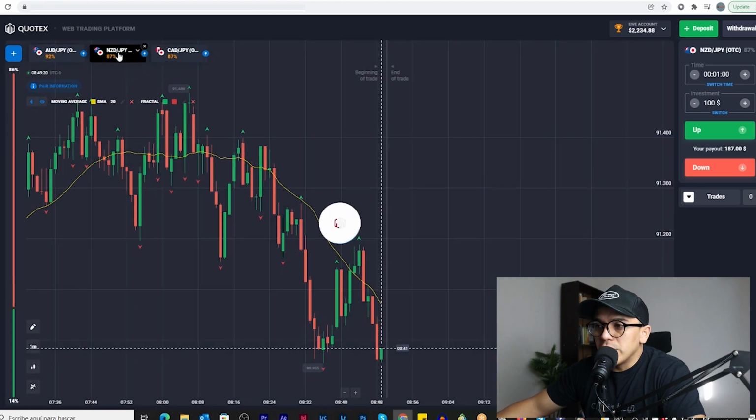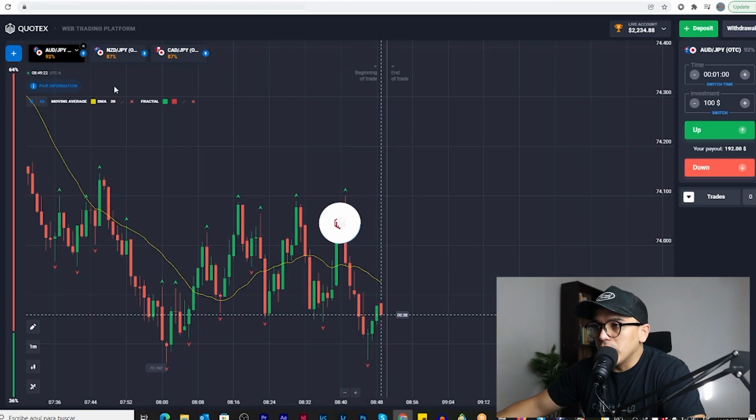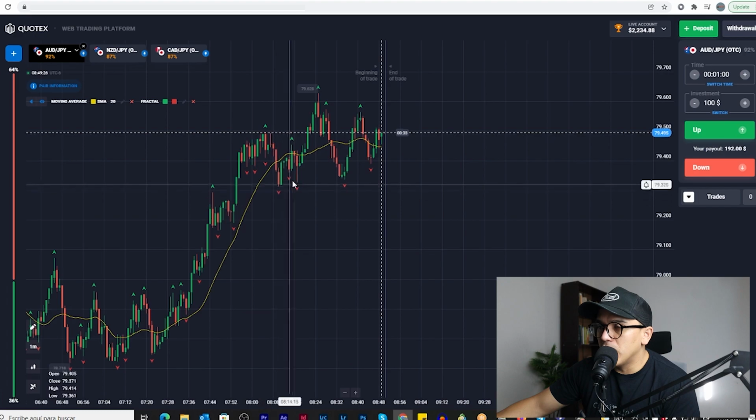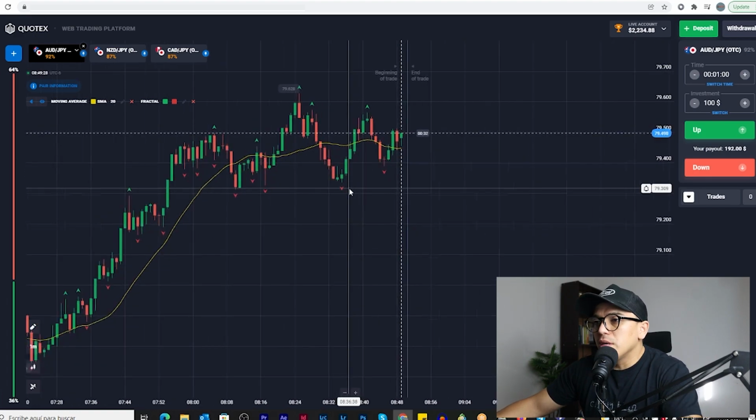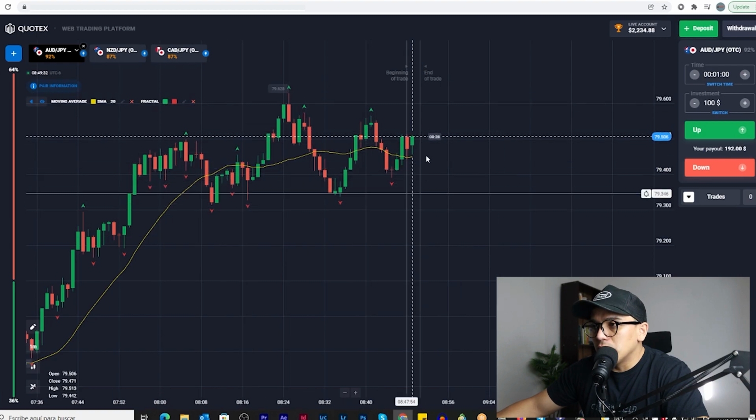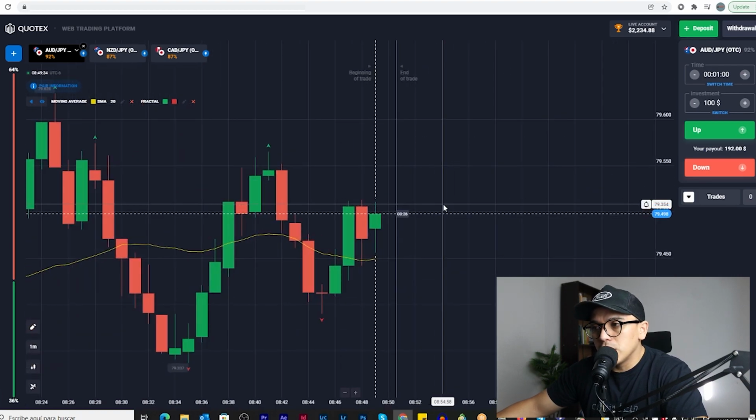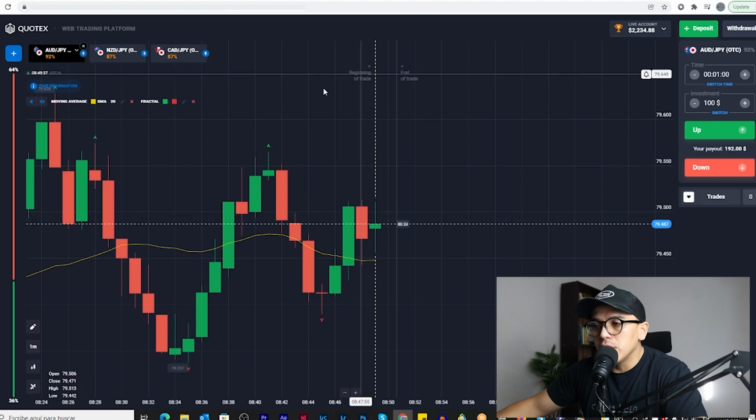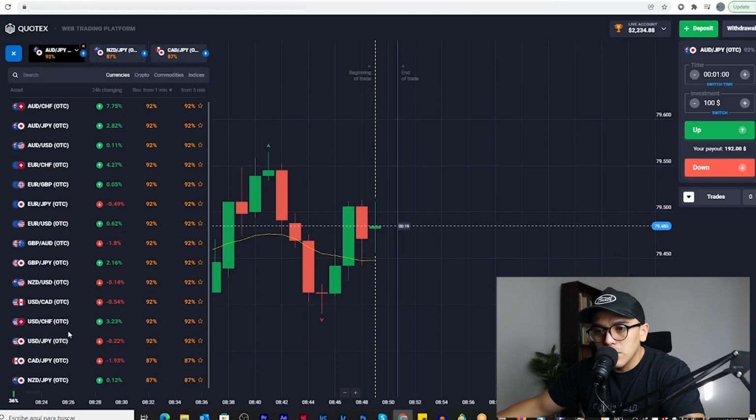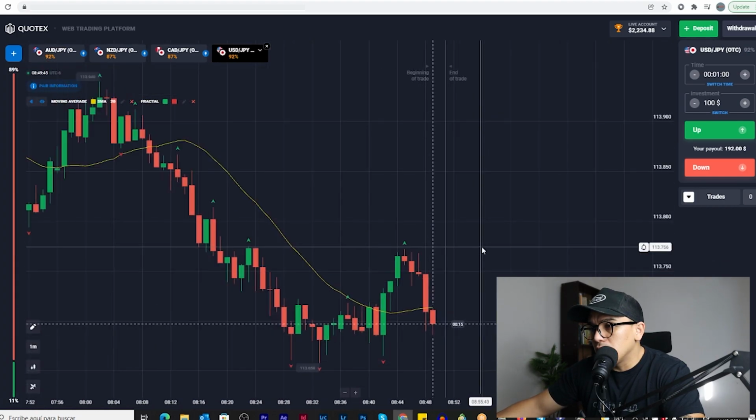Remember, both scenarios can be good for us. Trading follows the trend. We have an uptrend here, and trading with a neutral scenario can be a good scenario to trade with this strategy. Let's use another pair. We have CAD USD. Let's check it out.